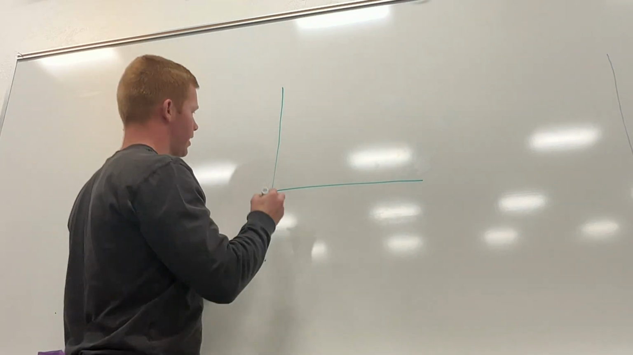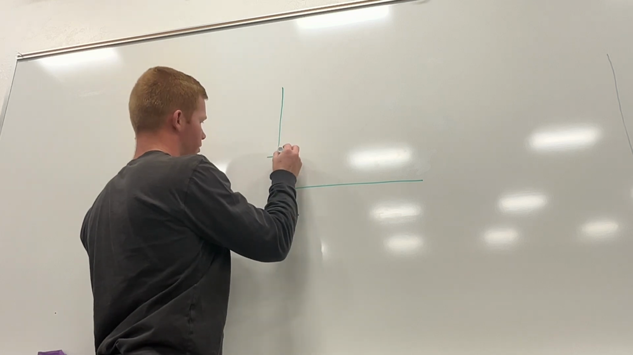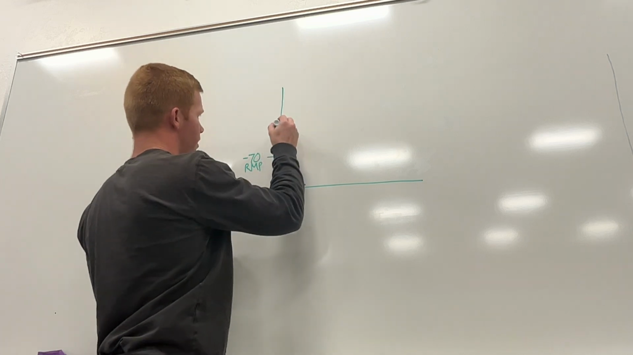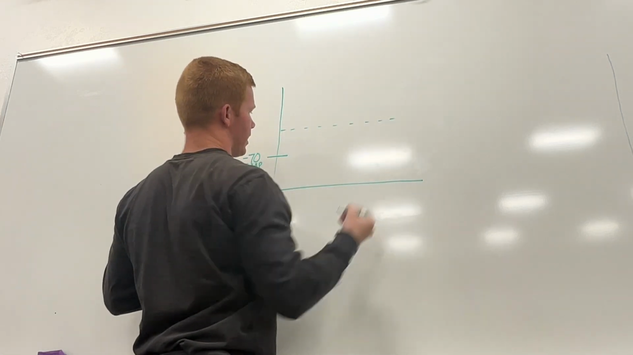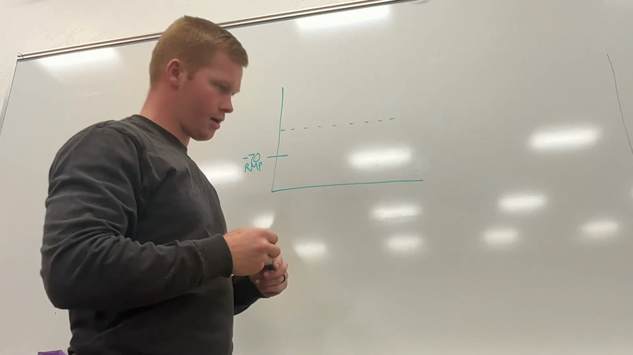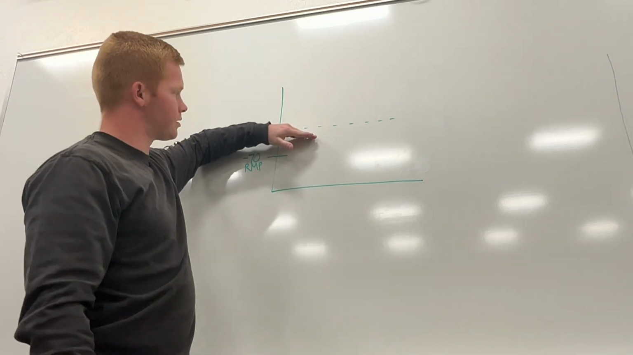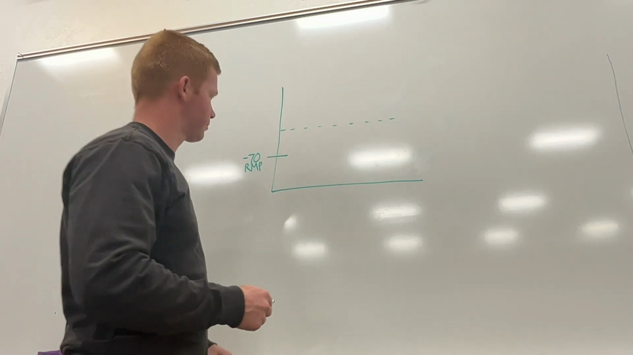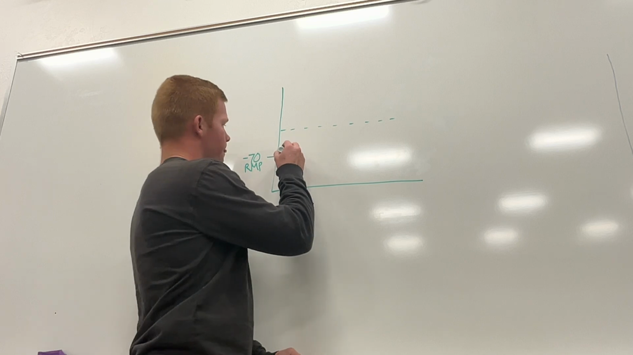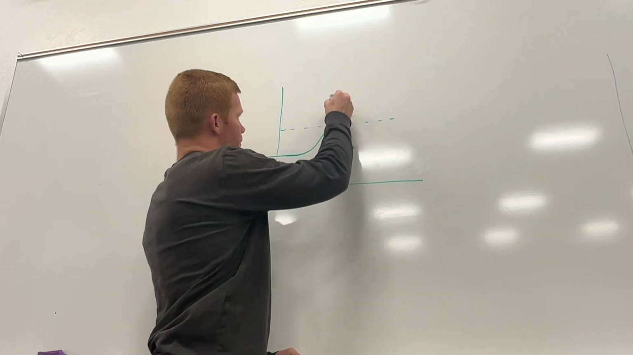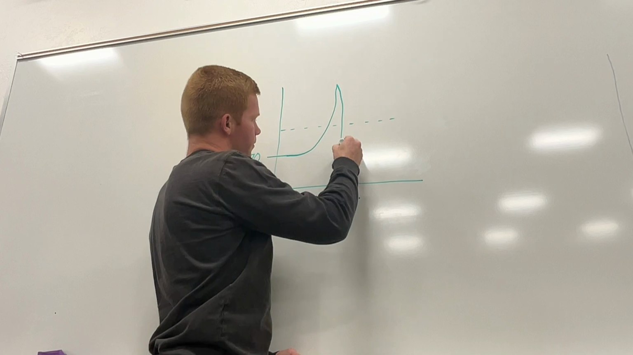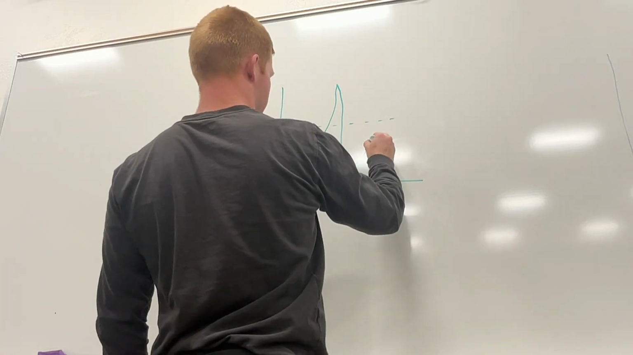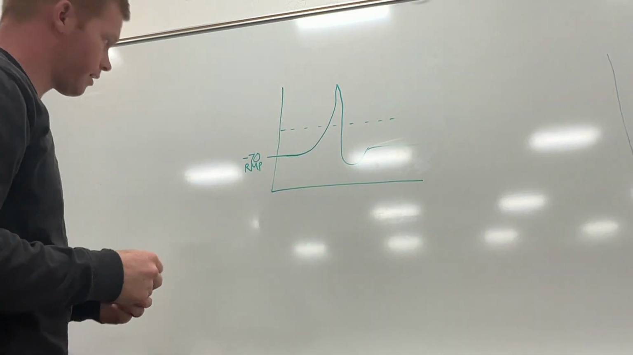So this is a graph we use a lot in class. We're going to put negative 70, that's our RMP. Then we have this line, which is our threshold. The threshold's important because that's where our action potential begins. But I'm going to draw something. Okay. This is an action potential.